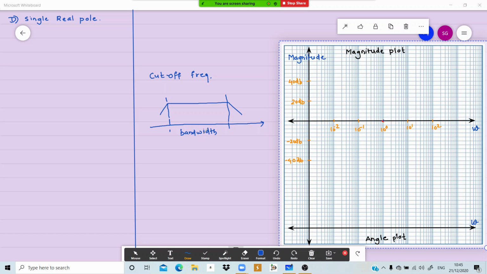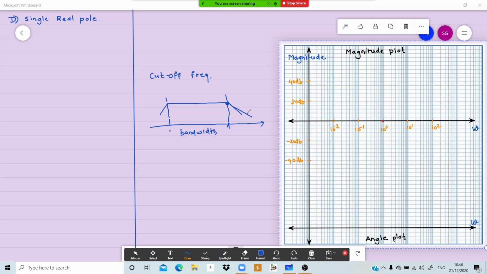Correct? The frequency range in which my system is going to perform perfectly as per my expectation, we used to call it the bandwidth of the system. Now, the point at which you will find your system is not behaving properly, you have to cut down. After this particular frequency, you are not supposed to give higher frequencies than this, right? That is called the cutoff frequency.